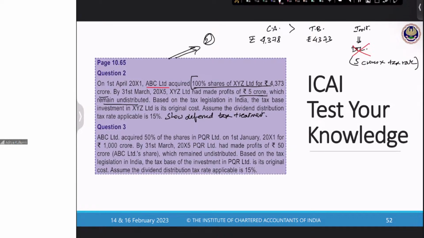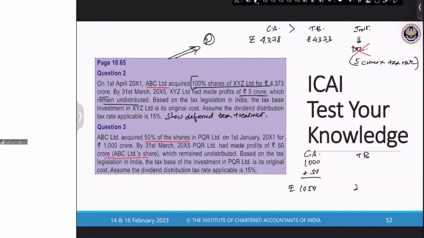So conversely, on a similar case, ABC acquired 50% of the shares on 1st January. By 31st March 20x5, PQR had made profits of 50 crore, that is ABC Limited's share, which remained undistributed. So what is the value of the investment? 1000 plus 50, 1050 crore. This is my carrying amount.